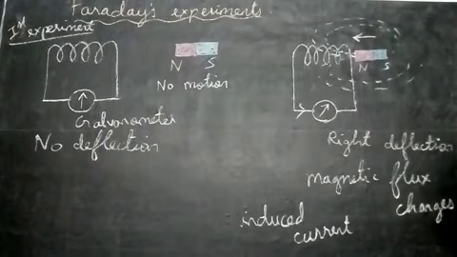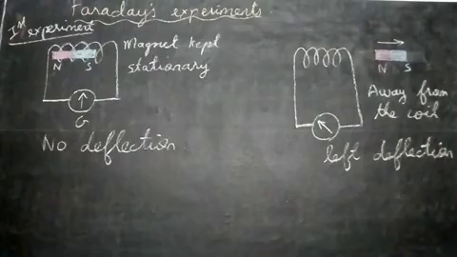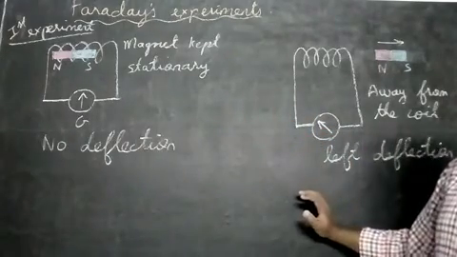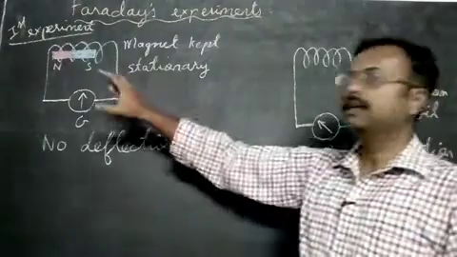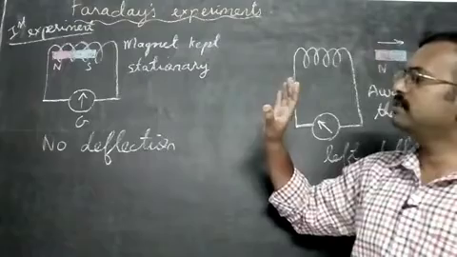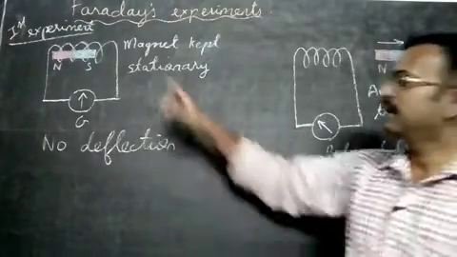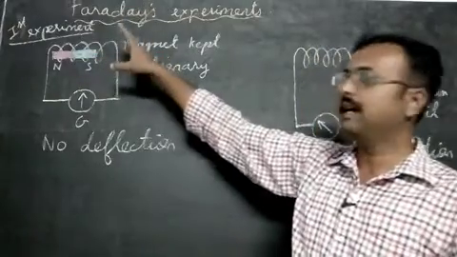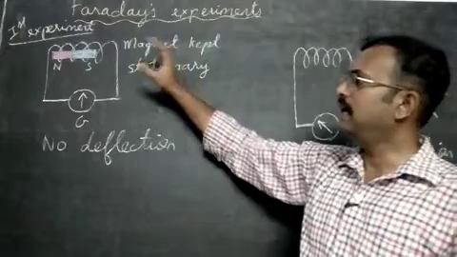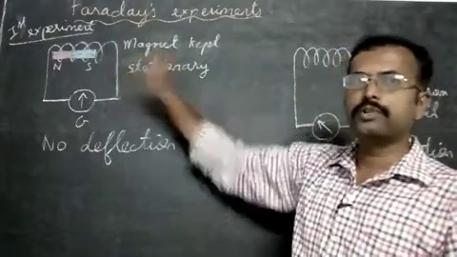Let's go to the third one. Now let us study what happens in the third and fourth pictures. In the third picture, the magnet is kept stationary inside the coil, which means it is not moving. When it's not moving, there is no deflection. There will be magnetic field lines, but the magnetic field lines and the magnetic flux do not change. The field is not changing, so current is not produced in this case.